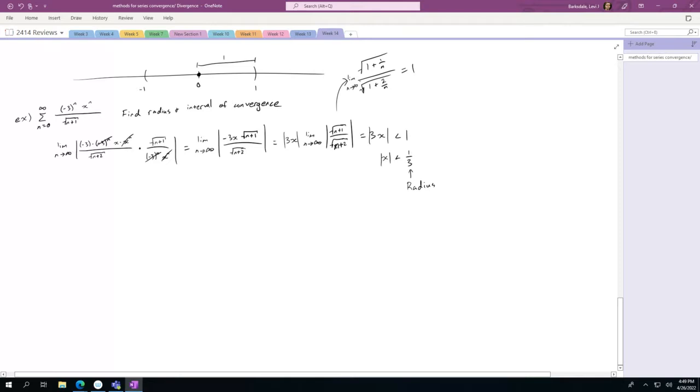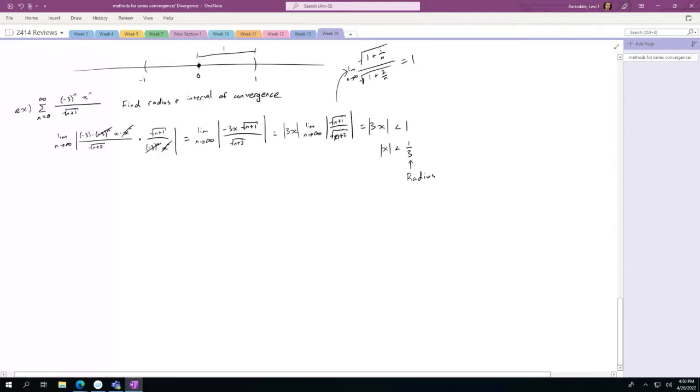Okay. But yes, so we get that our radius is equal to 1/3. We also know that our center is equal to 0 because when we plug in 0 for x, all of our terms become 0, because we have 0 times whatever this value is. So our center is when x is equal to 0, and we have a radius of 1/3.